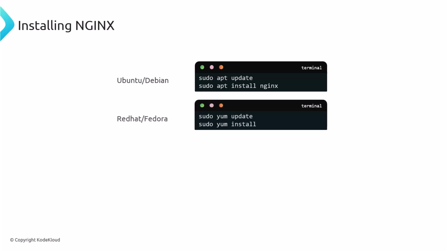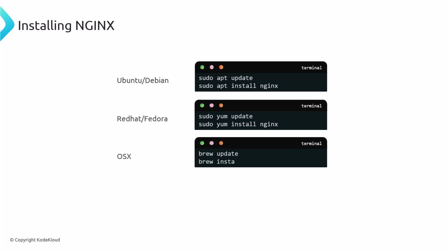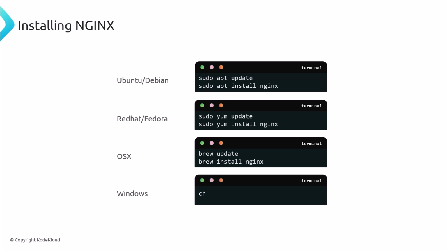I should mention that I'm not passing the -y in here on the Linux commands, so Ubuntu and Red Hat. You would probably want to add -y, as in sudo apt install -y, to avoid that prompt. But if you don't pass it, you just have to type in Y when it prompts you for yes or no. On macOS, it's brew update, brew install nginx. And if you want to do it for Windows, choco install nginx.